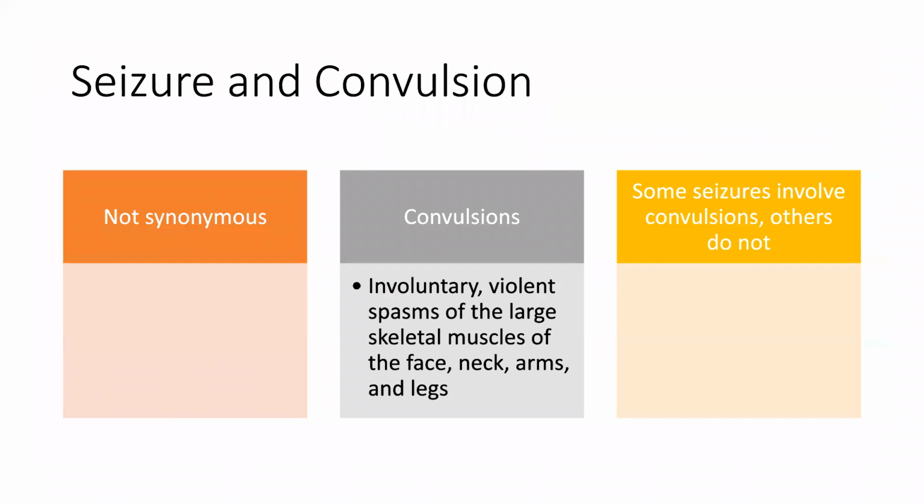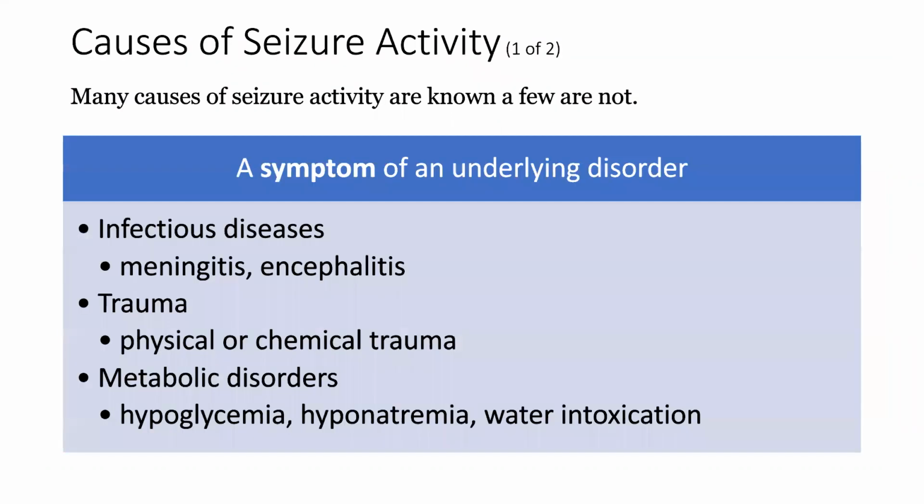Now, seizures and convulsions are not synonymous. Some seizures involve convulsions, others do not. And if it's a convulsion, the convulsion is always involuntary. It is a violent spasm of the large skeletal muscles of the face, neck, arms, and legs.